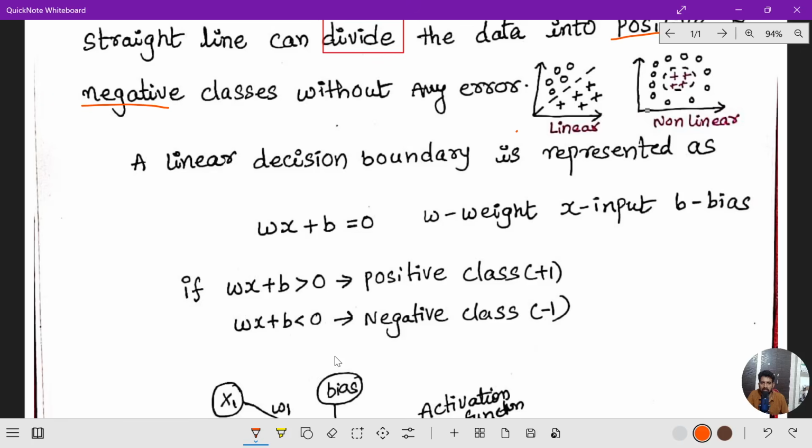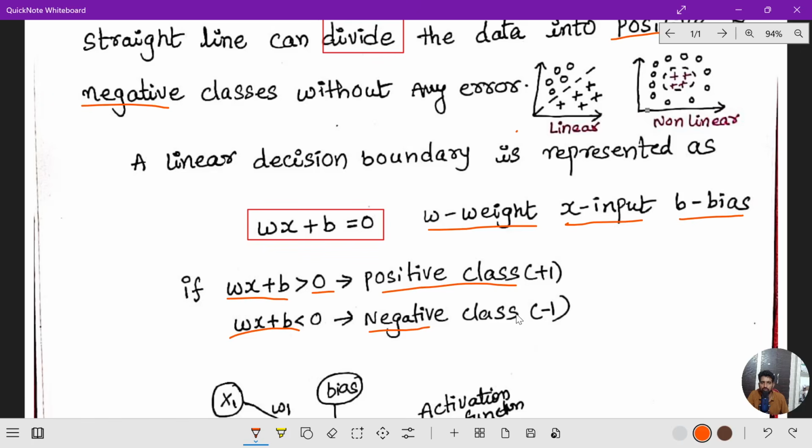Now we can see how a decision boundary is represented. What is the equation for the decision boundary? It is wx plus b equal to 0. What is the meaning of w? W is the weight, x is the input, and b is the bias. If wx plus b is greater than 0, this is the positive class. If wx plus b is less than 0, this is the negative class. The positive class can be represented with plus 1 and the negative class with minus 1.